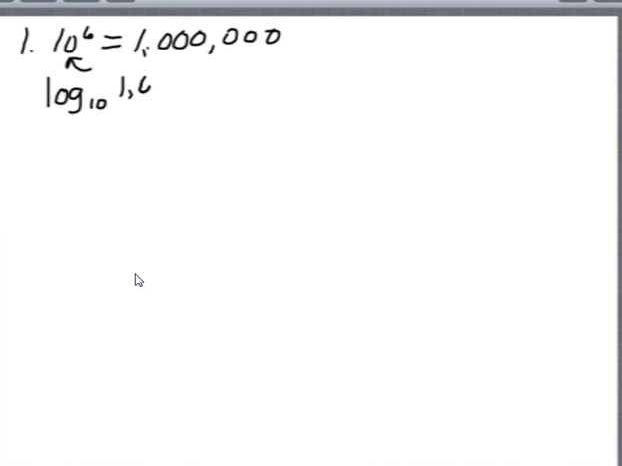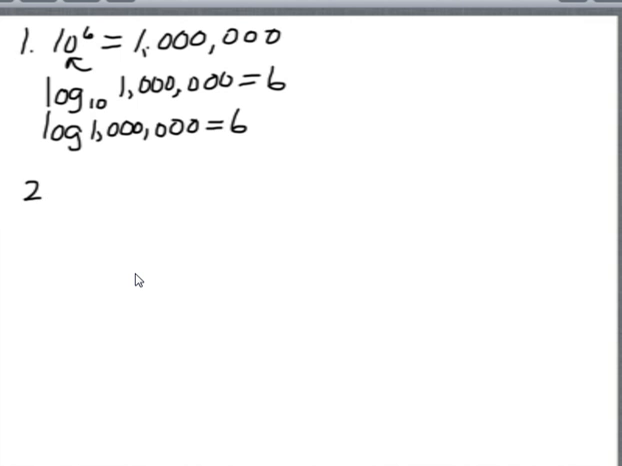Number 1 says 10 to the 6 equals 1 million. I want to write that in logarithmic form. So here's the base of the log. It's the base of the exponent, so it's the base of the log. So we say log base 10 of 1 million equals 6. Now some of you are screaming in protest saying, I don't have to write the 10 because that's a common log. You're exactly right. I could just write that as log of 1 million equals 6 because that is assumed to be log base 10. Now let's look at number 2.